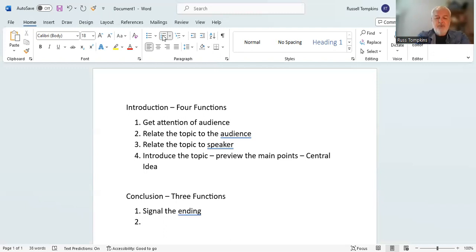The second thing that you should do is either summarize or restate your central idea. Now remember, the definition of central idea is the sentence that announced the topic and previewed the main points. So maybe in this part, you would say, so in conclusion, today we've looked at the following 3 steps in how to make this fantastic dessert. And then you just restate them. Say what you talked about already.